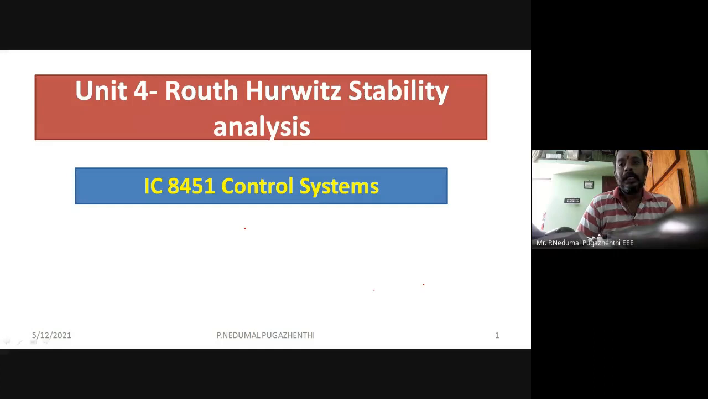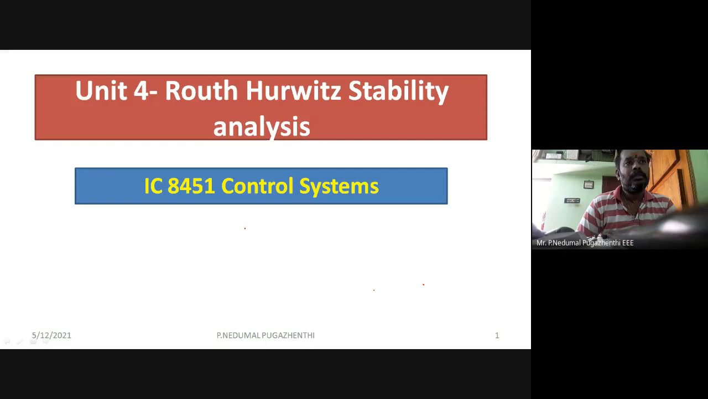And today we are getting into a very important topic called Routh-Hurwitz stability analysis. This Routh-Hurwitz stability analysis is an analytical method to comment about the stability, and to find the range of the gain value to make your system remain inside the stability. The previous methods of commenting about stability using root locus and Bode are graphical methods, and this is a purely analytical method. Okay, so let us go.